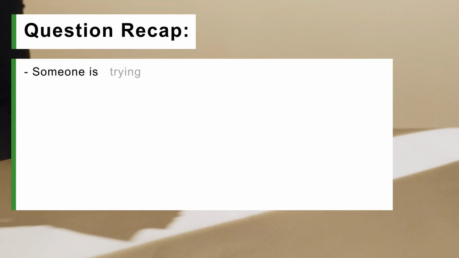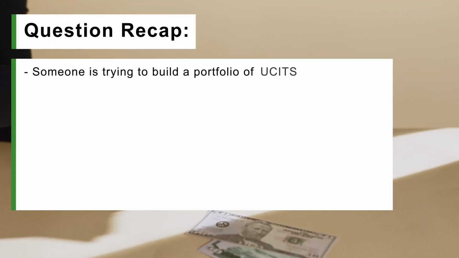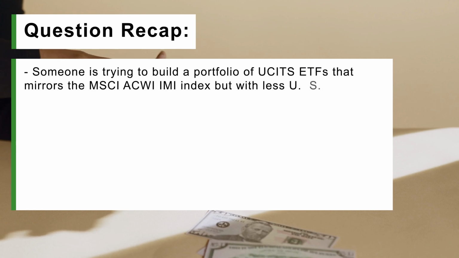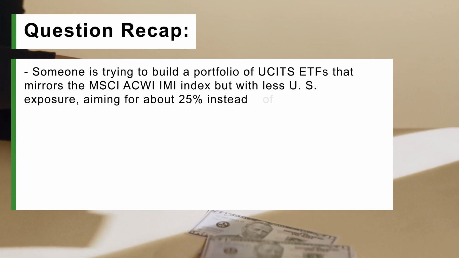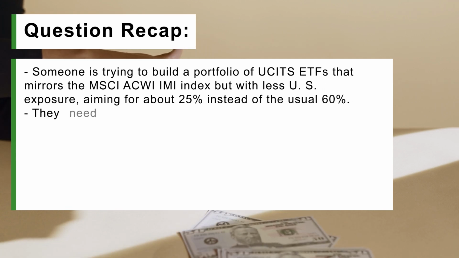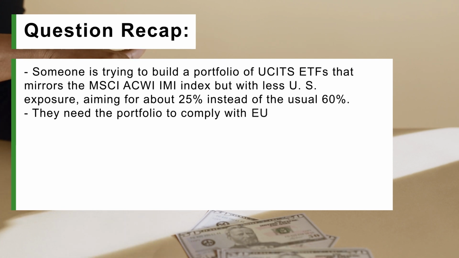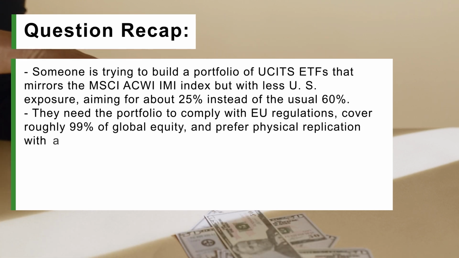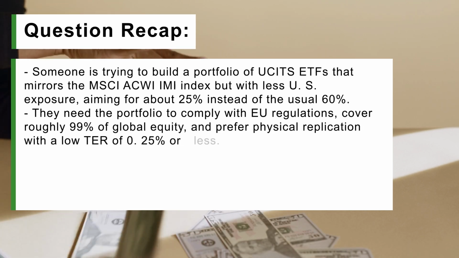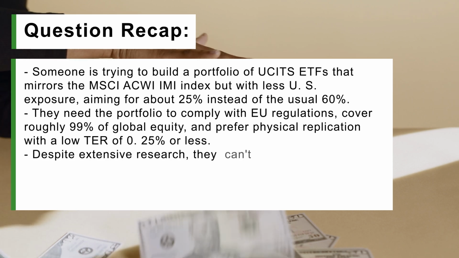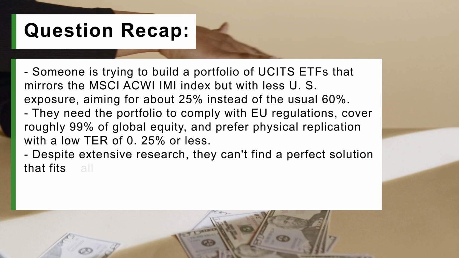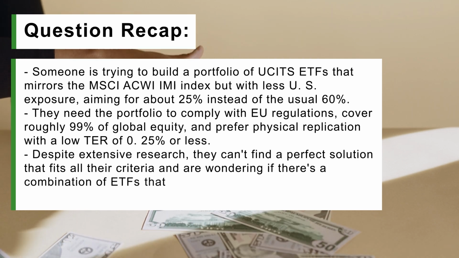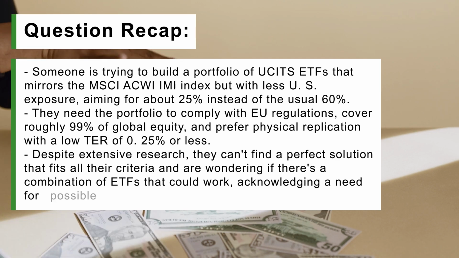So in summary, someone's on a mission to create a portfolio of UCITS ETFs that mirrors the MSCI ACWI IMI index but with less US exposure, around 25% instead of the typical 60%. They wanted to comply with EU regulations, cover about 99% of global equity, and prefer physical replication with a TER of 0.25% or less. Despite digging deep into research, they haven't found a perfect fit. They're wondering if there's a mix of ETFs that could meet their goals, even if it means making some compromises.